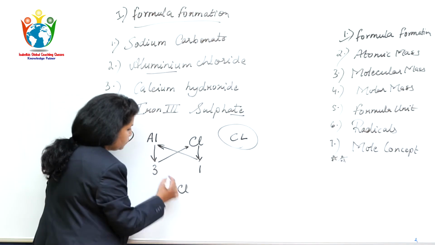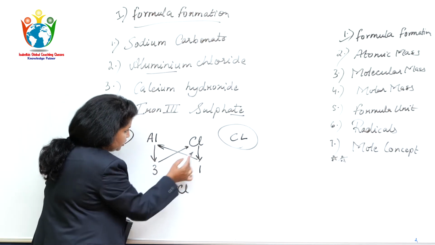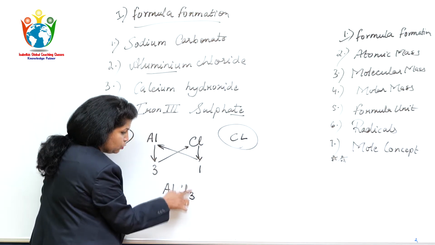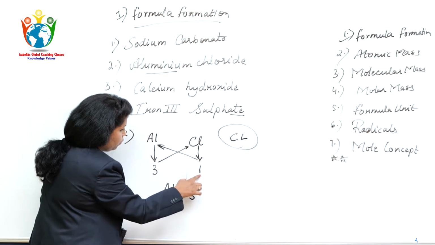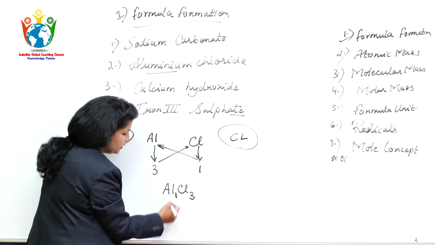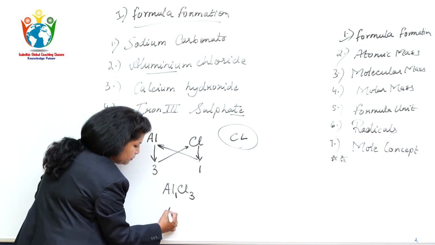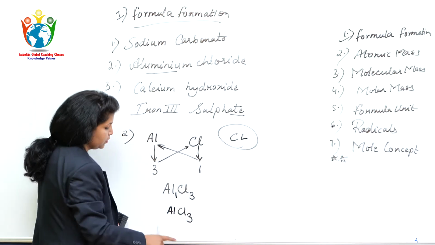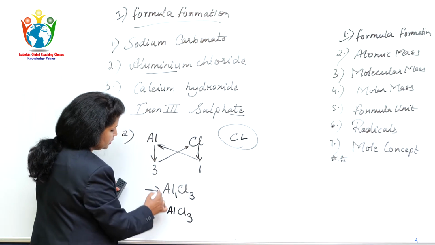Okay. Now in Al, this 3 is going towards Cl. Please write it down, not up. For 1, if you want I can write it down, but anything multiplied by 1 you do not have to write, because it remains the same. So Al, Cl, 3, that is the next step.